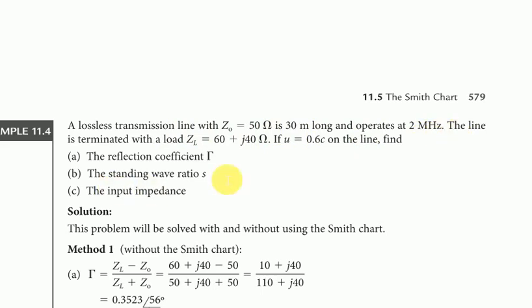Now the line is terminated with a load ZL equal to 60 plus j40. If u, what is u? U is nothing but the phase velocity, which I have represented as Vp.